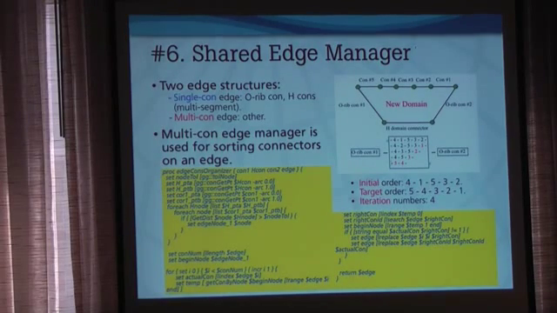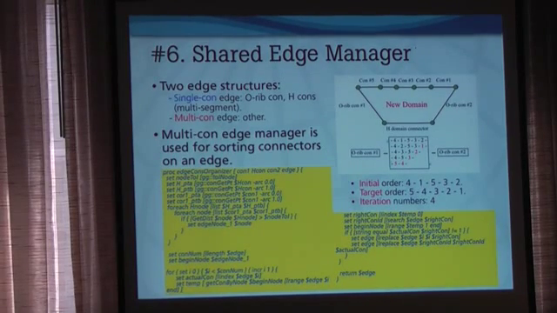The first one is colored in blue, which is a single connector edge, which is very easy to deal with. Then there is the multiple connector edge. We need to sort the connectors to make sure they are placed and arranged in a Tcl list in a certain order. For instance, in this case, I want it to be arranged like 5, 4, 3, 2, 1.